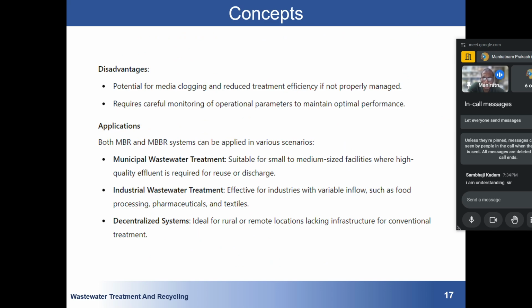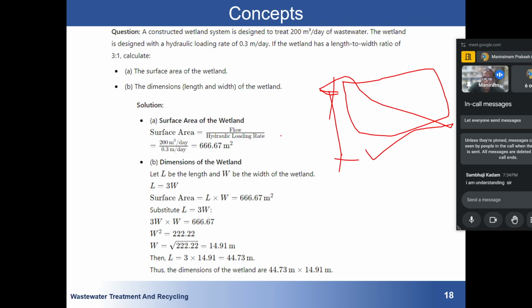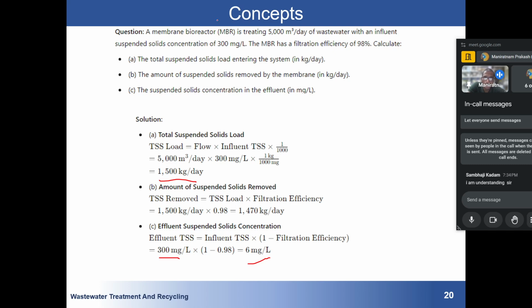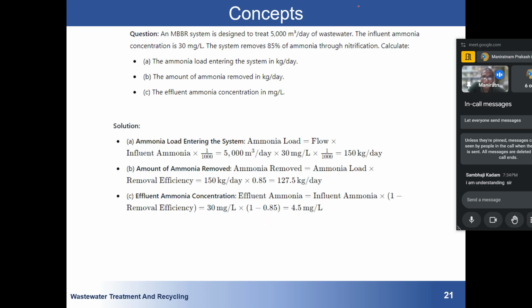So in each question you can see that here this was a simple question, but here we were mainly focused on chemical oxygen demand, that is COD removal, because we know that apart from this it can remove COD. In this question we were looking into suspended solid, because we know that membrane is generally used to remove suspended solid and all this thing. In this question we are looking into ammonia.